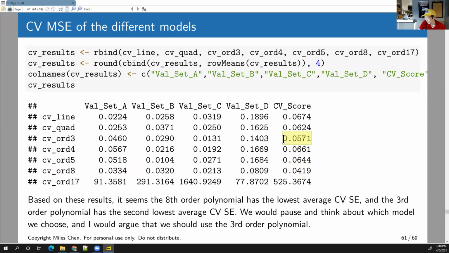And the 3rd order polynomial, the cubic one, has the 2nd lowest average. So maybe we would pause and think about which one we would choose. Would we want to choose the 8th order or the 3rd order polynomial? If we go strictly off the cross-validation score, we might be inclined to pick the 8th order polynomial, but it's also reasonable to say that we are subject to randomness, the random assignment of points that ended up in the validation sets. So maybe this is not something that holds up in general, and maybe we could argue to go for the third one.